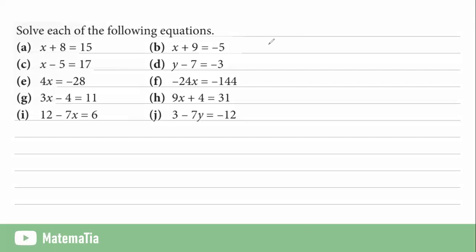Okay, now the last one. I will show you how to find the solution of question I. So we have 12 minus 7x is equal to 6. So we have to think: 12 minus 7 times what number is equal to 6? Let's say we pick 1. So 7 times 1 is equal to 7, right? So we have 12 minus 7, so it's 5. It's less than 6. It means the number in the bracket must be less than 1.